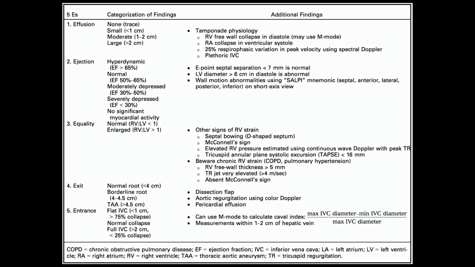And then is there any evidence of tamponade physiology, right? The second thing, ejection fraction. They're talking about hyperdynamic, so greater than 65% ejection fraction, normal at 50 to 65%, or depressed. When I talk about this, I subdivided it into severely depressed or moderately depressed. There's some gradation in there.